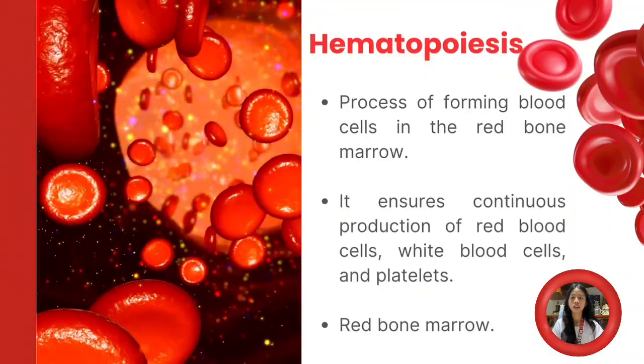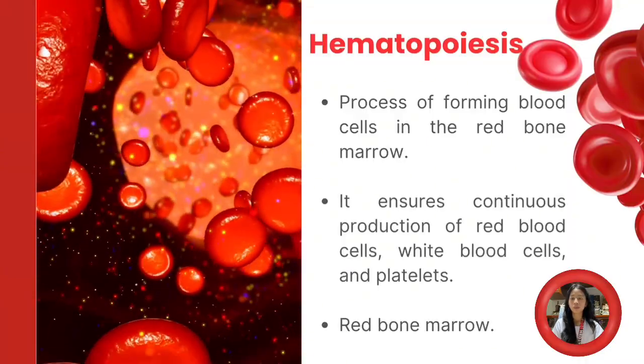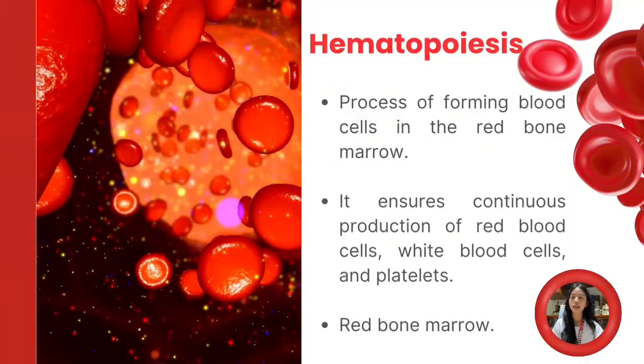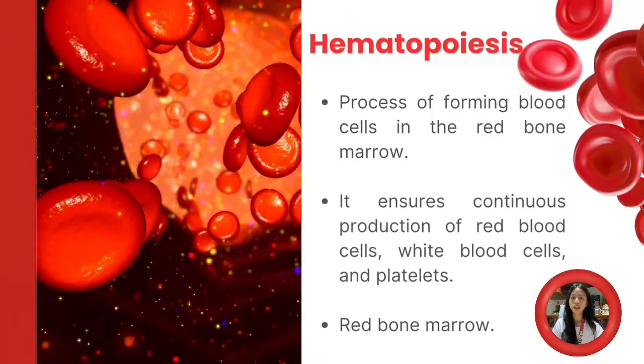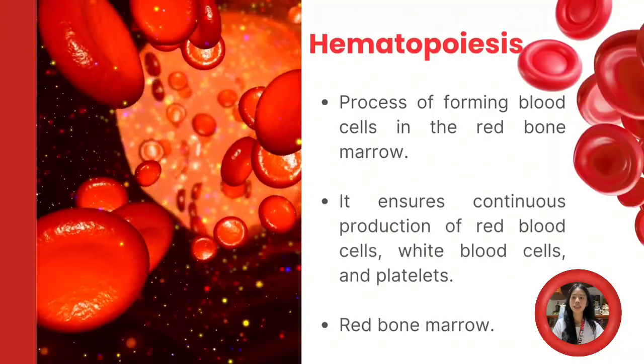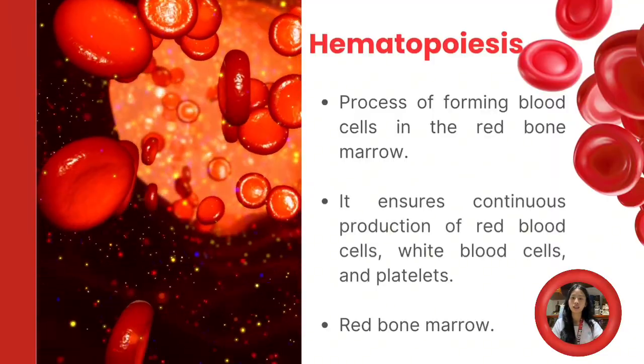RBCs are regulated by erythropoietin, WBCs by interleukins, and platelets by thrombopoietin. For example, at high altitudes, the body makes more RBCs to carry extra oxygen.